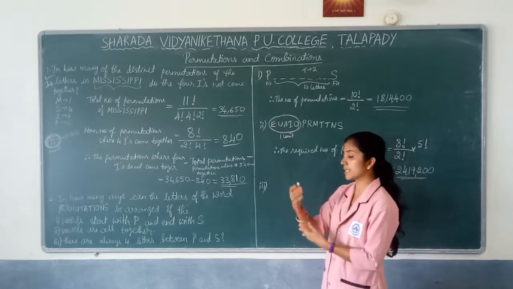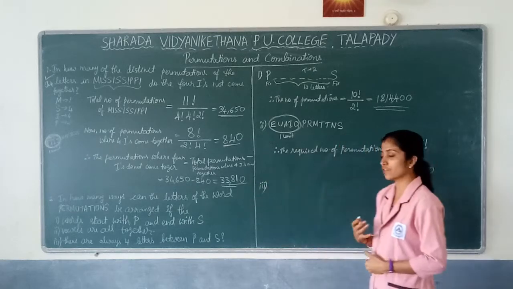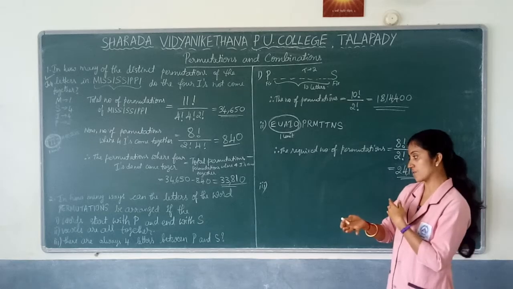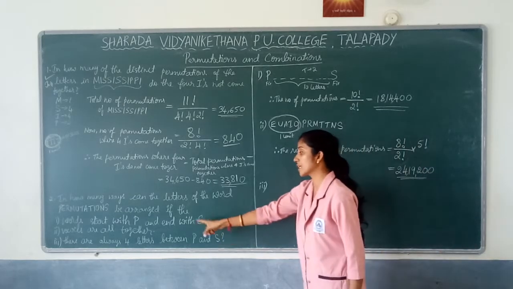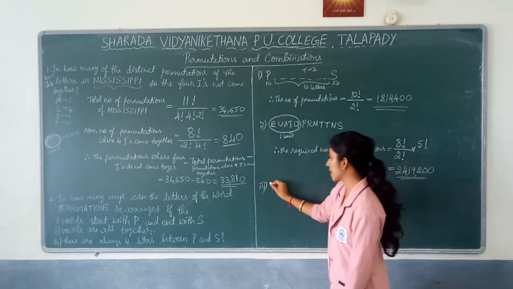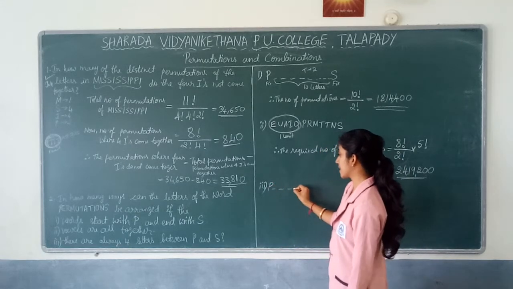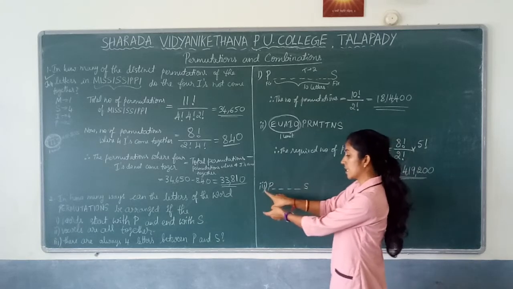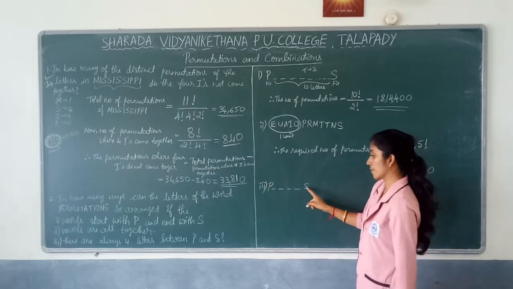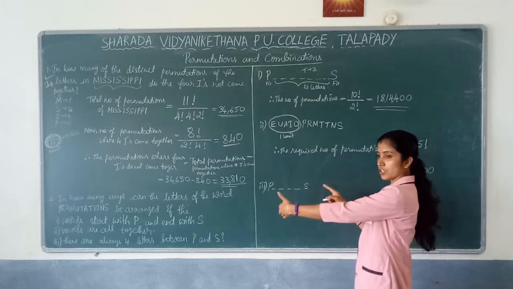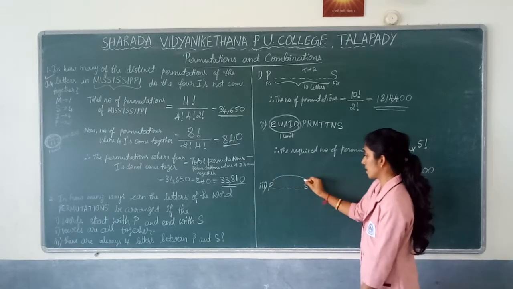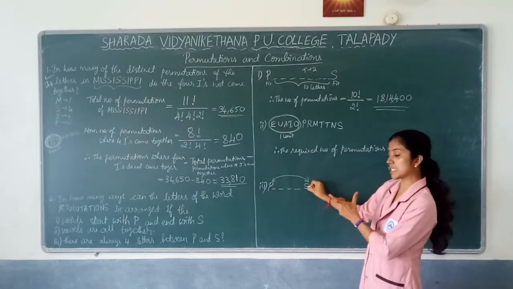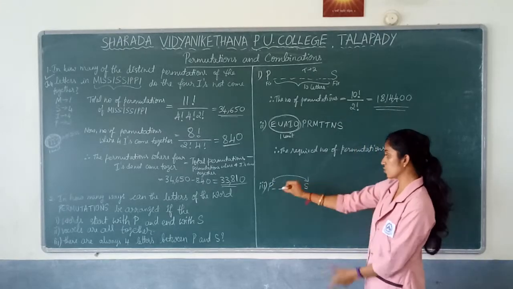See, they are not telling that P is exactly fixed somewhere or S is fixed somewhere, right? But the condition is that wherever P and S are, there should be a 4-letter gap between them. So let me consider the first letter P and, after 4 letters, S should come, or the first letter S and after 4 letters P should come. That also is possible. They did not say first P only, then S. This can also be possible, right? P, S here, P here. The thing is there should be a 4-letter gap between those two, right?